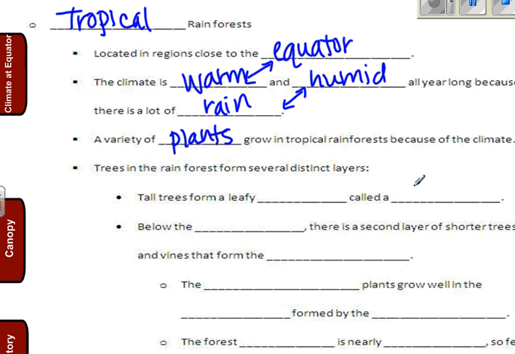And the trees in the rainforest form several distinct layers. So the tall trees form a leafy roof, which is called a canopy. And below the canopy, there is a second layer of shorter trees and vines that form what's called the understory.